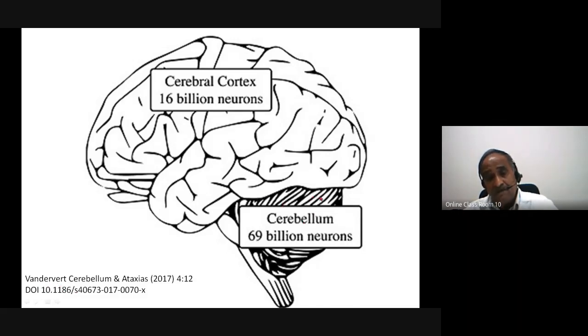This is possible only because of the folia and the fissures the cerebellum has. This is the part of the hindbrain, and it has folia and fissures, and it has 4 times greater neurons than the cerebral cortex. This hindbrain component is attached to the medulla and pons with the peduncles, the superior, middle, and inferior peduncles.